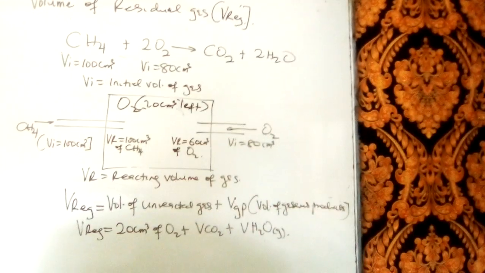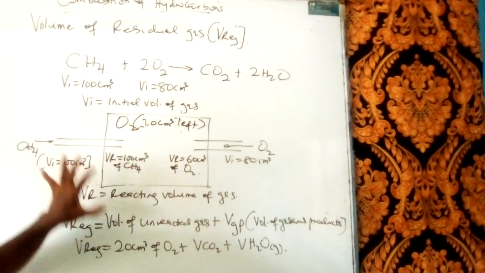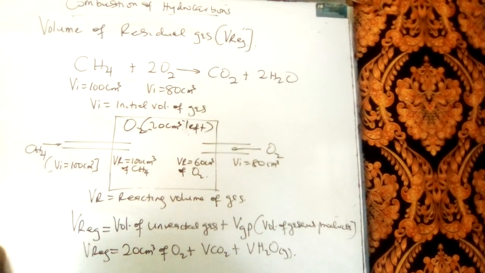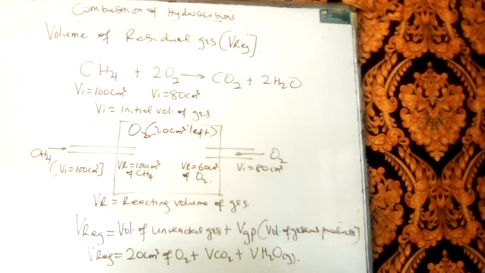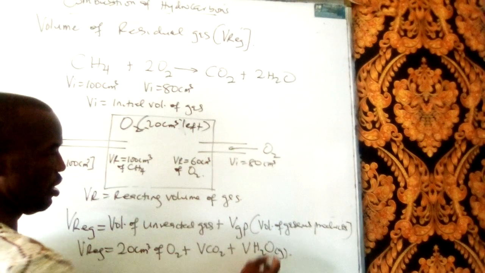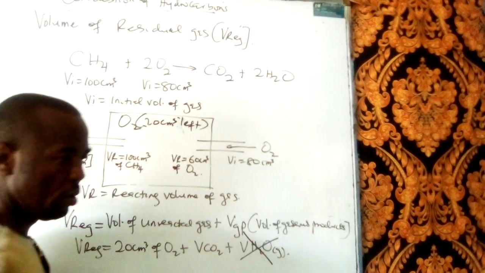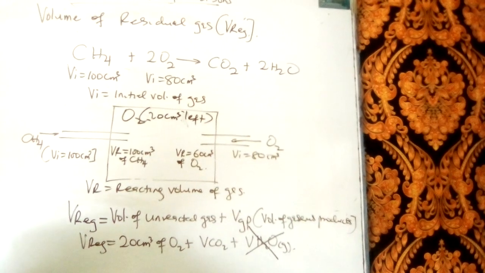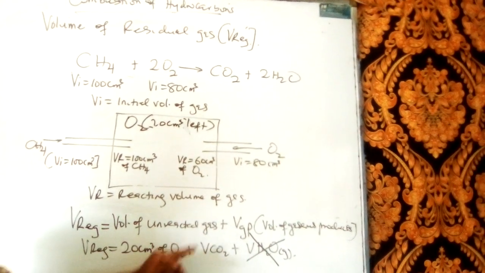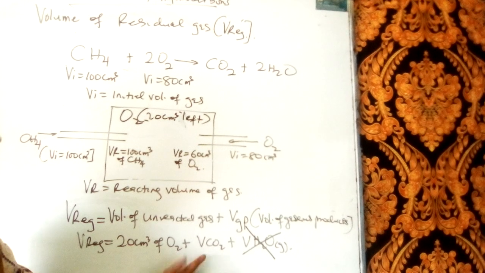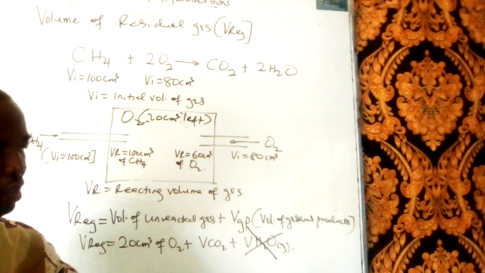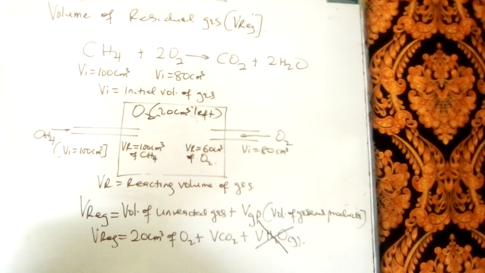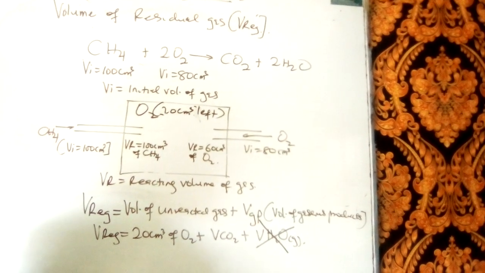Let's assume that at the end of the reaction the mixture was cooled. Cooled means you allow the steam to condense, and when you condense steam, it turns to water. So if the reaction mixture is cooled, this steam will no longer be a gas. We'll remove it. So the residual gas now becomes only the unreacted gas volume plus carbon dioxide, because steam is no longer a gas when it is cooled. So when you have a question like this, you have to understand the meaning of the word residual gas before you go to calculations.